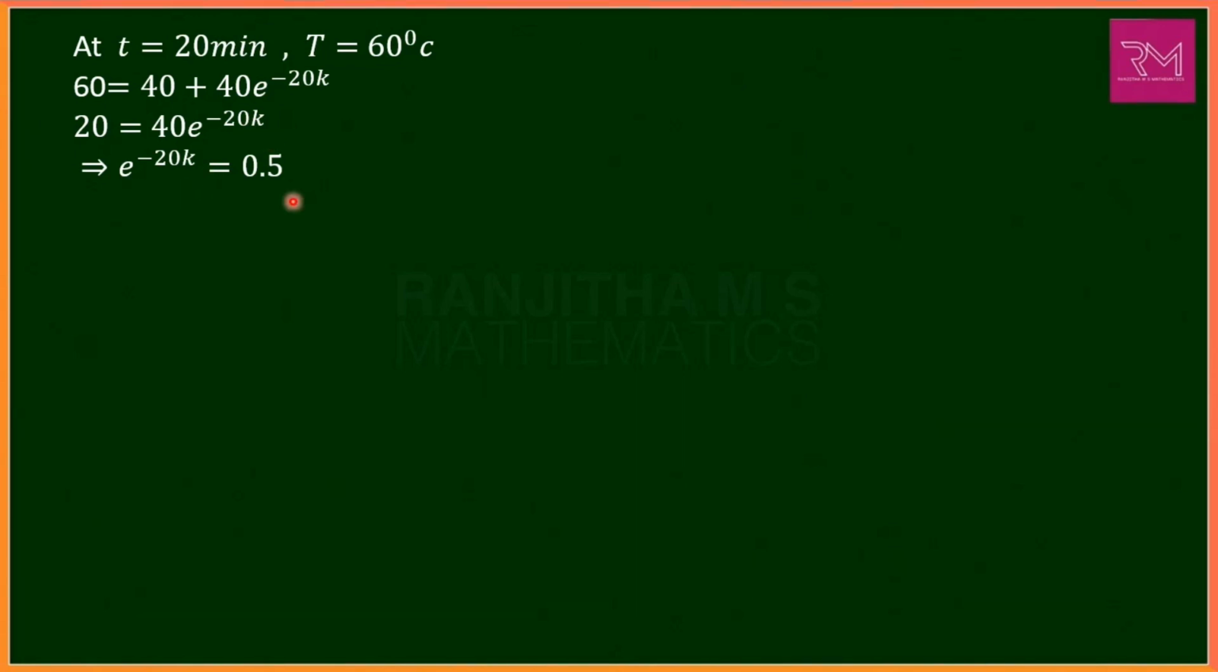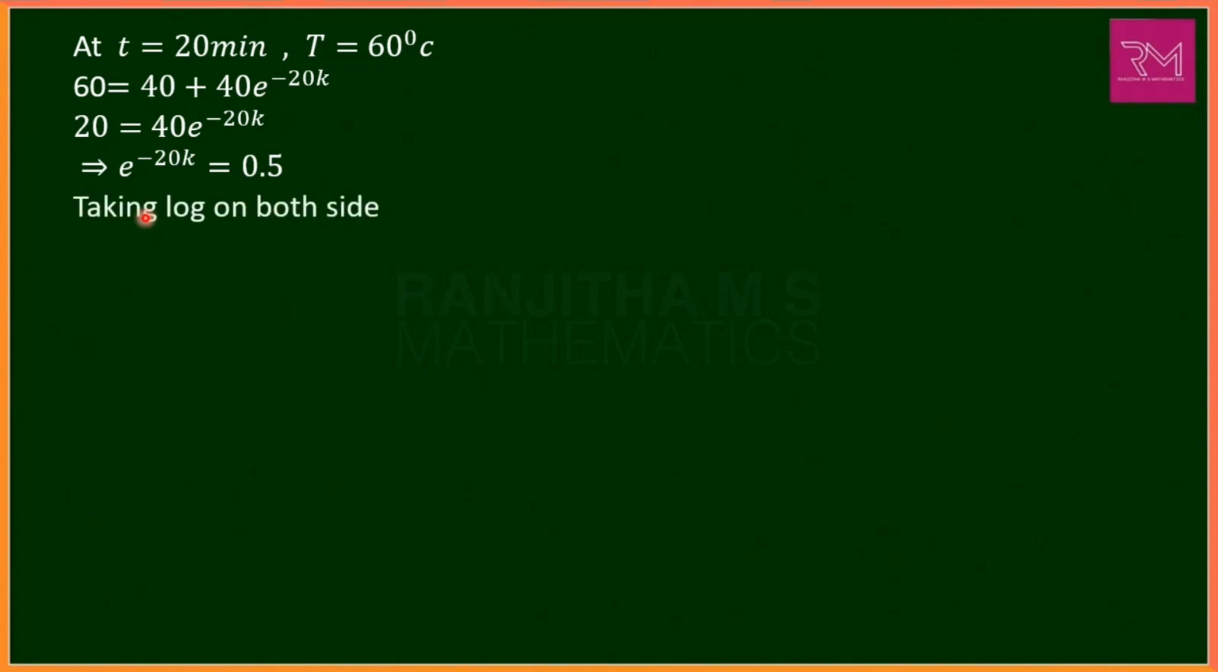We are doing this procedure because the first step was to find the lambda value, and the next step is to find the K value. Further, we have taken the second data, that is at time t equal to 20 minutes, where the temperature of the ball is 60 degrees Celsius. That is 60 is equal to 40 plus 40 into exponential power minus 20K. Take this 40 to the left hand side, 60 minus 40 is 20, which is equal to 40 into exponential power minus 20K. Hence we get exponential power minus 20K value as 0.5.